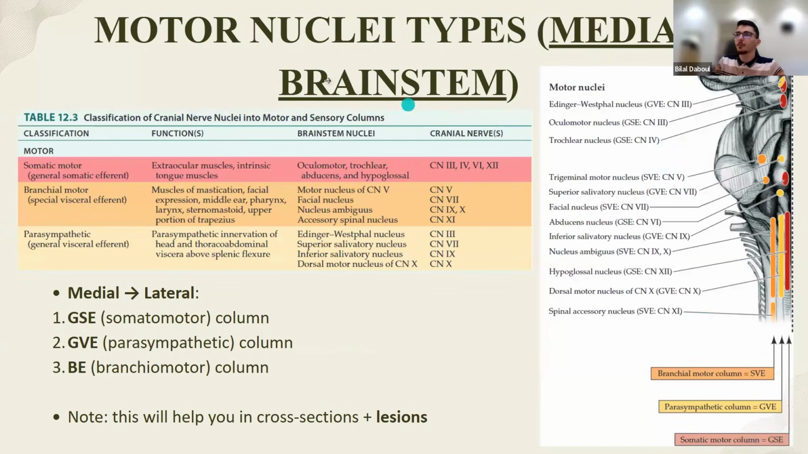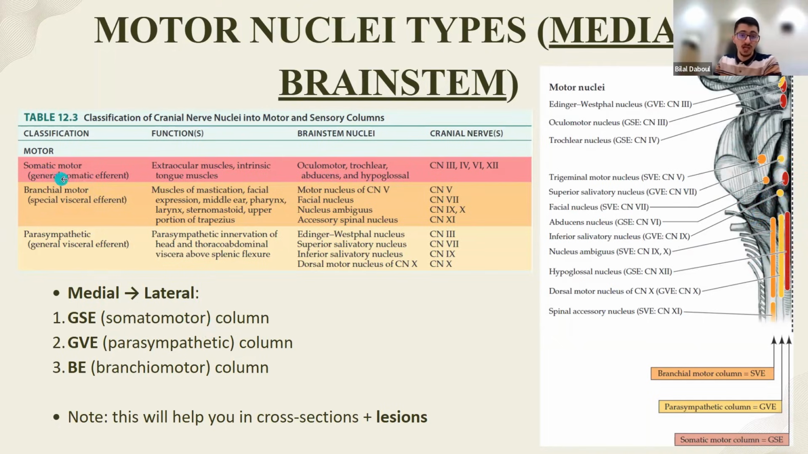We move to the arrangement of motor nuclei in the brainstem. This is very important. I said generally the motor nuclei are medially placed and sensory nuclei are laterally placed. If we look at this diagram, we are classifying motor nuclei based on their arrangement, medial to lateral. The most medial nuclear column, or the most medial motor column, would be the GSE column, the somatomotor column.